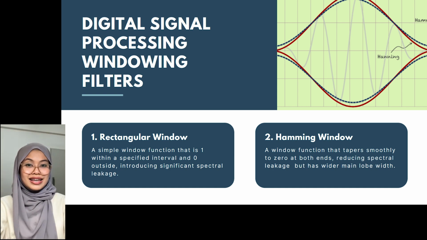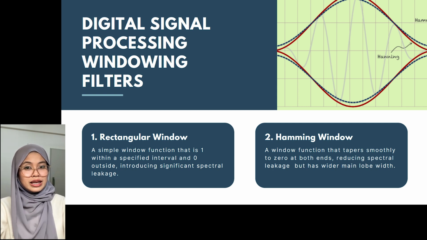B122310295. In DSP, we use windowing to shape how our filter behaves. Let's look at two common types of windowing filter. First, the rectangular window, which is easy but can cause unwanted leakage. Second, the Hamming window, which reduces leakage but is less sharp in frequency resolution.